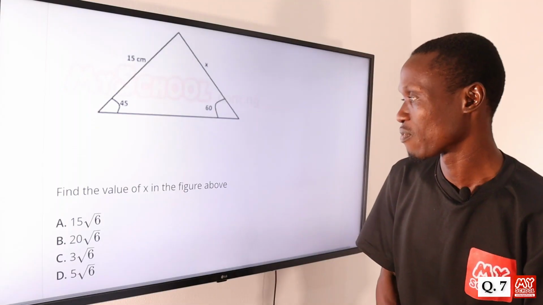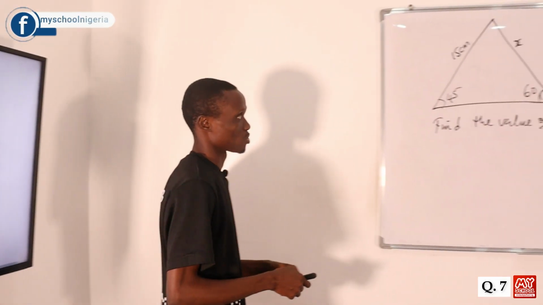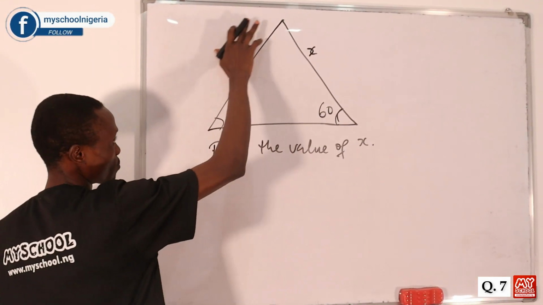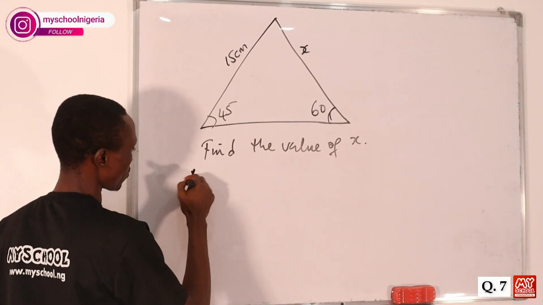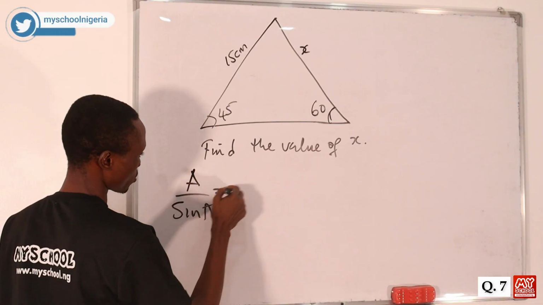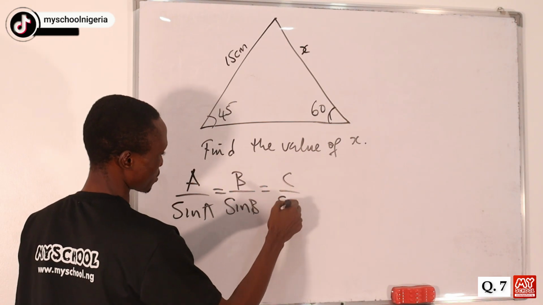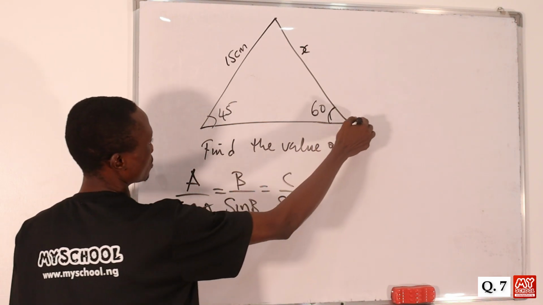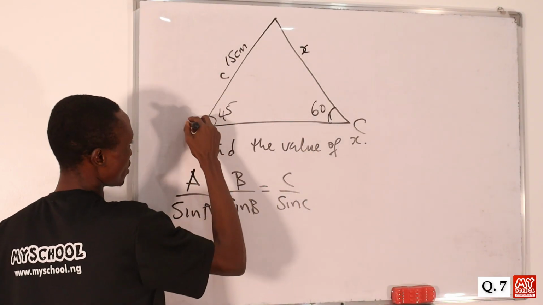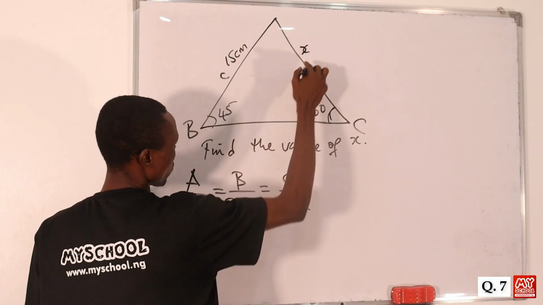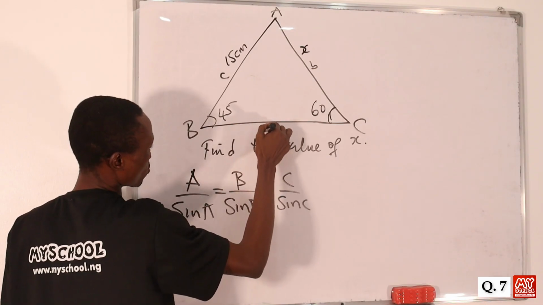Question 7. Find the value of x in the figure above. So let's move over to the board to provide answer to this question. So basically, to solve questions of this kind, we have to use sine rule, okay? So sine rule is a all over sine A is equals to b all over sine B is equals to c all over sine C, right? So let's say this is C. So the side facing it will be the small letter c. So let's say here is B, then the side facing this angle will be b. Then let's say here is A, then the side facing here will be small letter a.